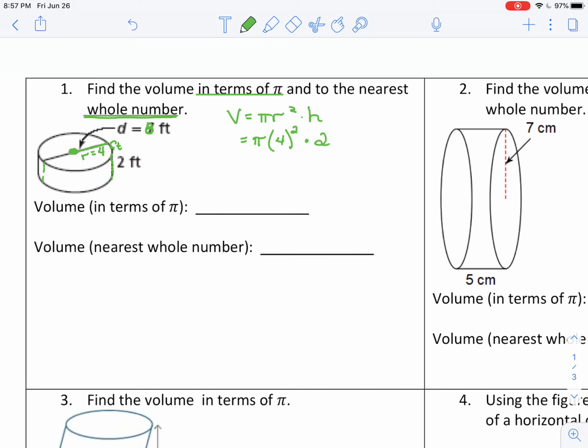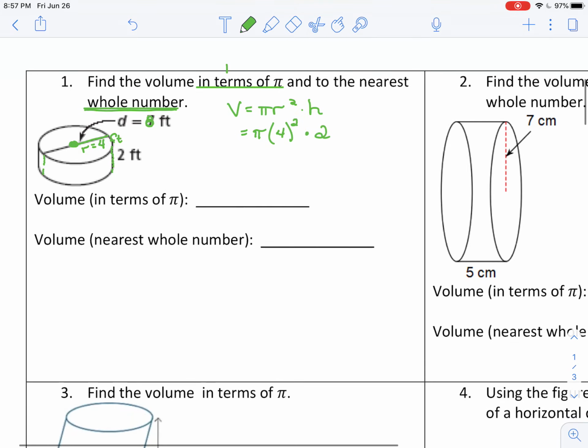So now we've got 2 options that we have to cover. In terms of pi means you don't round. And that's an issue because pi as a number, like 3.14 whatever, is rounded. And I don't want to round if I have in terms of pi. So again, reminder, this means don't round. And if I cannot round, it's basically saying, hey, don't put pi in a calculator. Don't use pi.